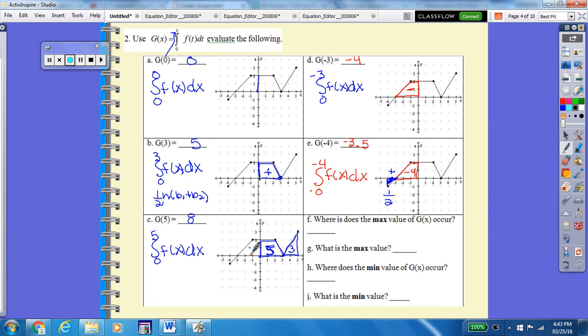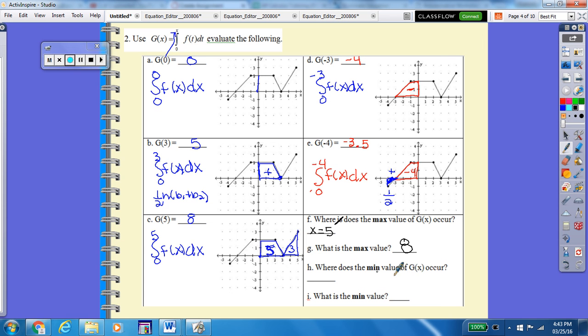So what makes sense as our max value? Well, I would go with 8. If we color to the right all the way to 5, that seems to be the place where we're going to get the most positive area. So where, and this is a typo, where does the max value of g of x occur? Well, I think it occurs when x is 5. And what is that max value? Well, that max value is going to be 8.